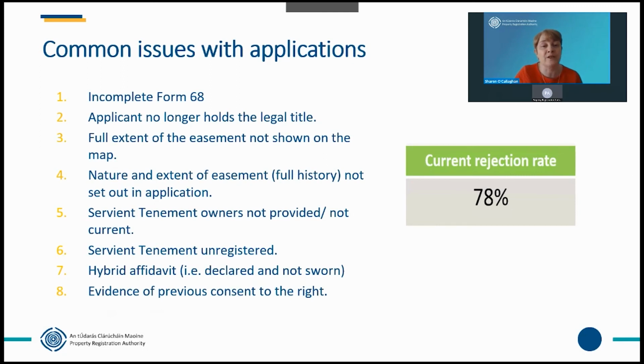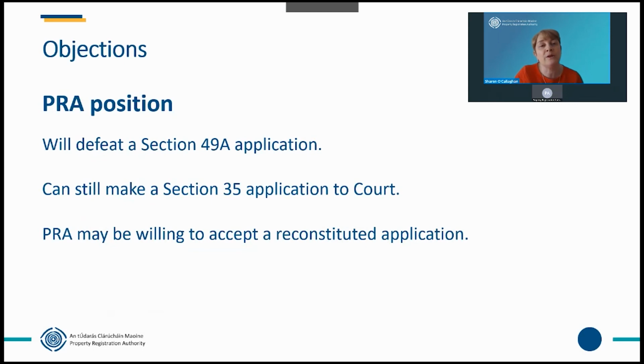And just to note, if there's evidence of previous consent to the right that you're applying for, then an application under Section 49A is not the correct route to register this easement. So on to objections. Generally, the PRA position on objections is that they will defeat a Section 49A application. However, an application could always still be made to court under Section 35 of the 2009 Act. And in certain circumstances, we may be willing to accept a reconstituted application.